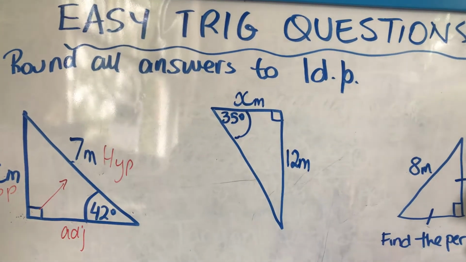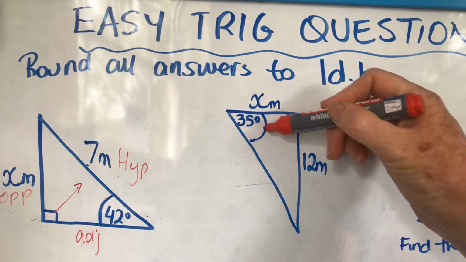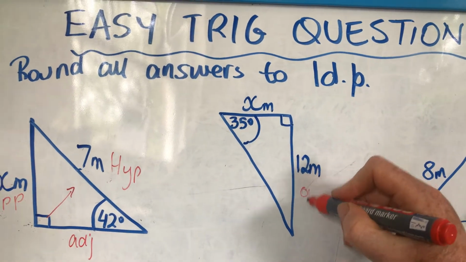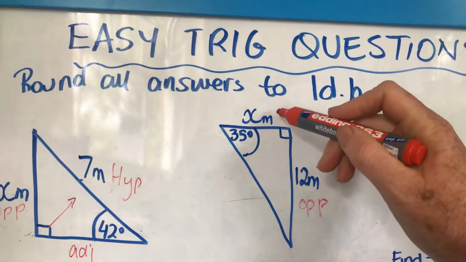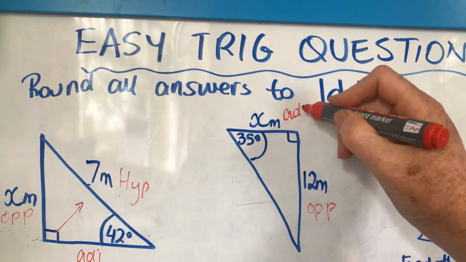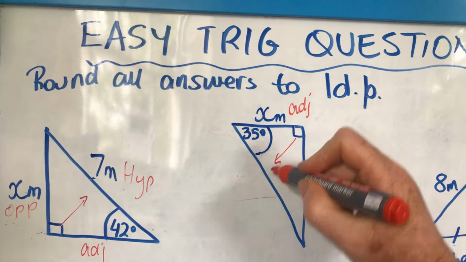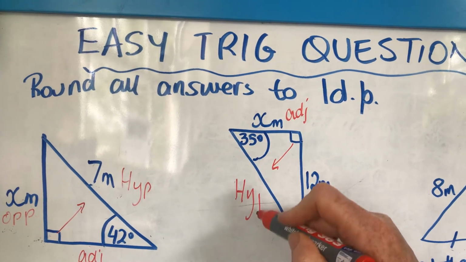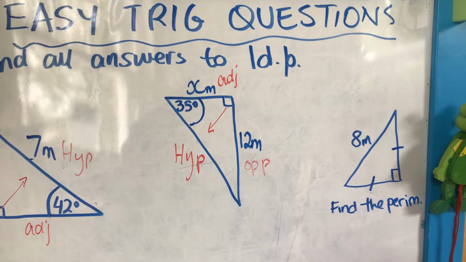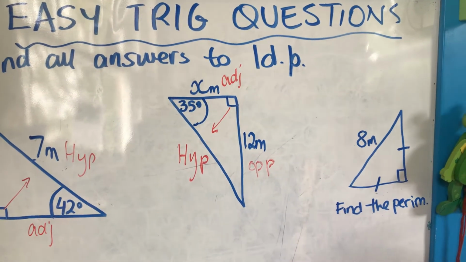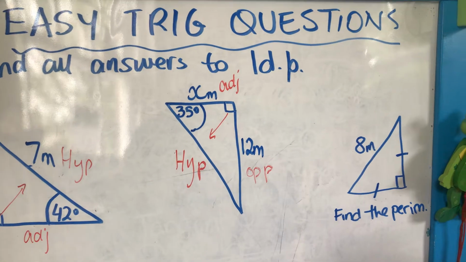Everything applies to our 35 degrees. So opposite the 35 is here. Adjacent to the 35 is here. And the hypotenuse is straight across from the 90. You draw up the third diagram and press pause, have a go at labelling up the sides and see how you do it.